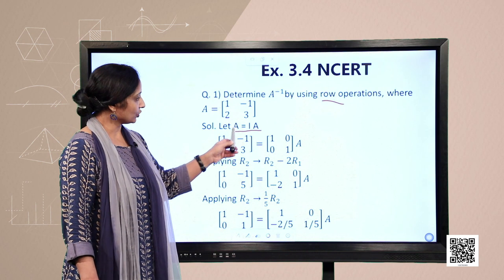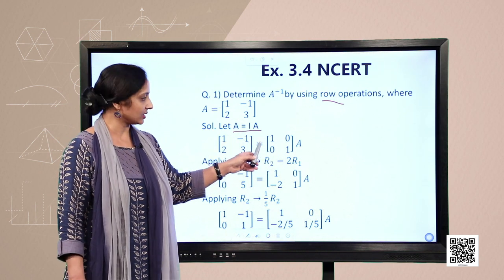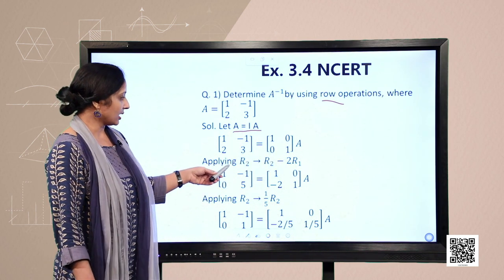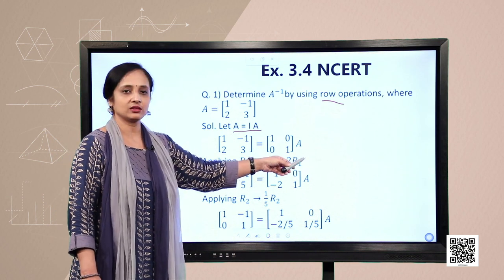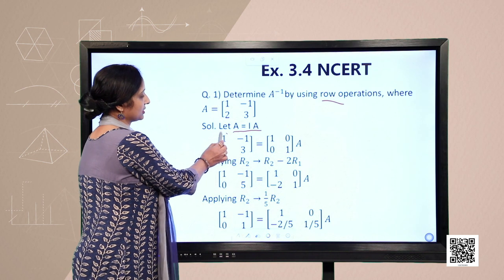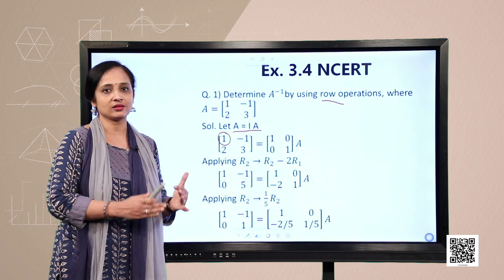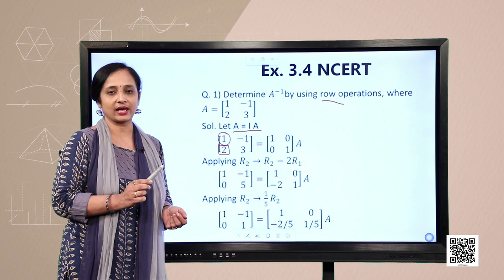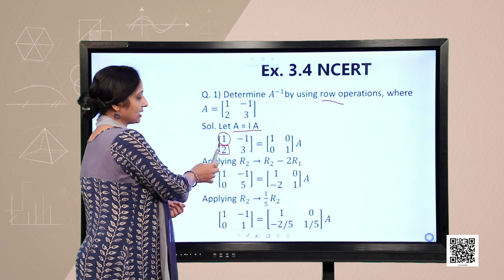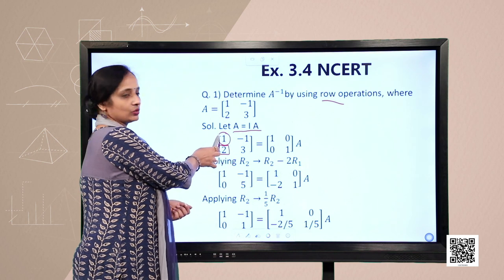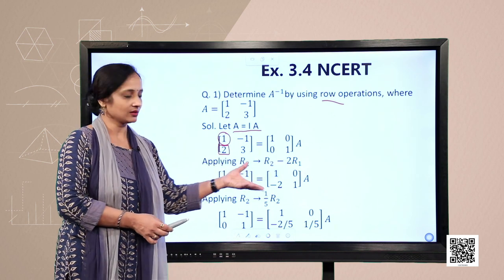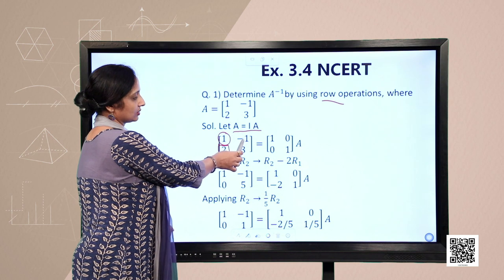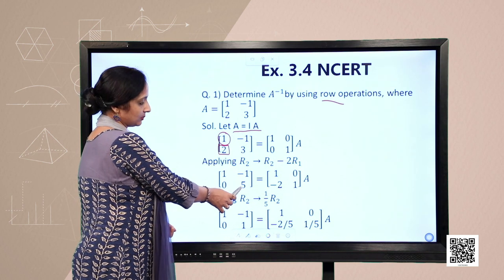So write them. Substitute the value of A here, substitute the value of the identity matrix, and please make sure that the identity matrix is of the same order. Then apply R2 changes to R2 minus 2R1. Why so? Because your very first step is to make this element 1, which is already there. So one step is already done. Then we have to make this element 2 as 0. For that, we are writing 2 minus 2 times 1. That is how this operation has been used. So this becomes 0 here, 3 minus 2 into minus 1, so that is 3 plus 2, 5.